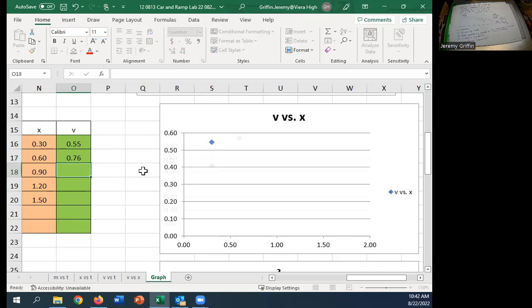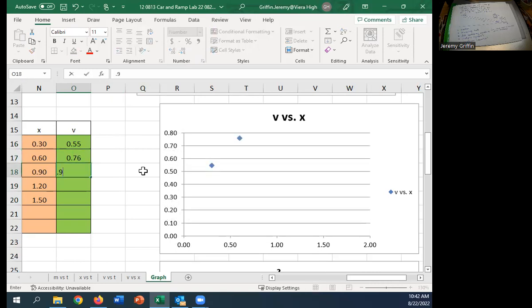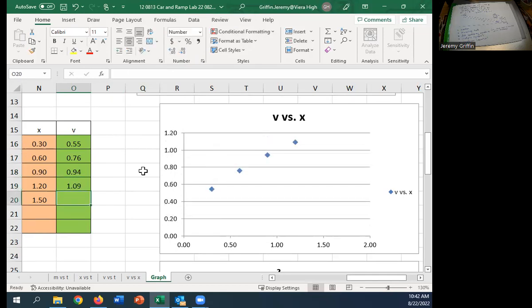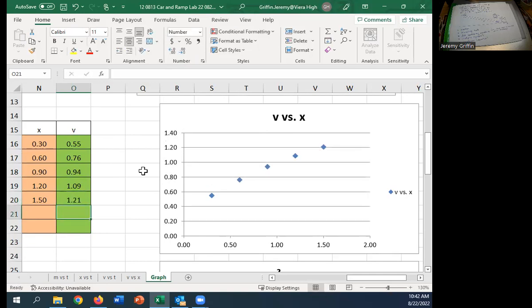0.76, 0.94, 1.09, and 1.21. Oh, look at that graph. That's a really nice looking graph. Right, V versus X.